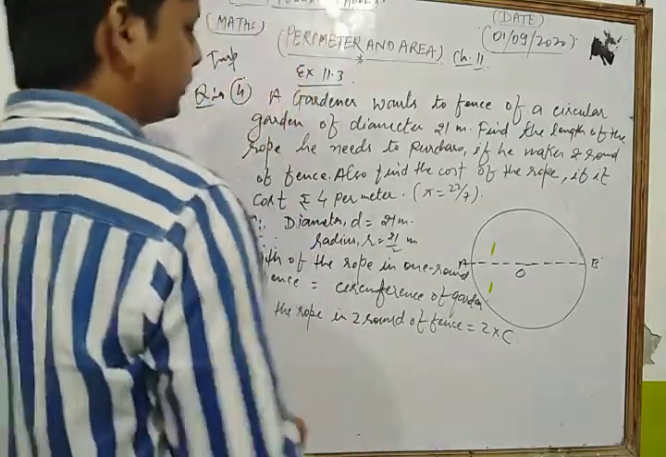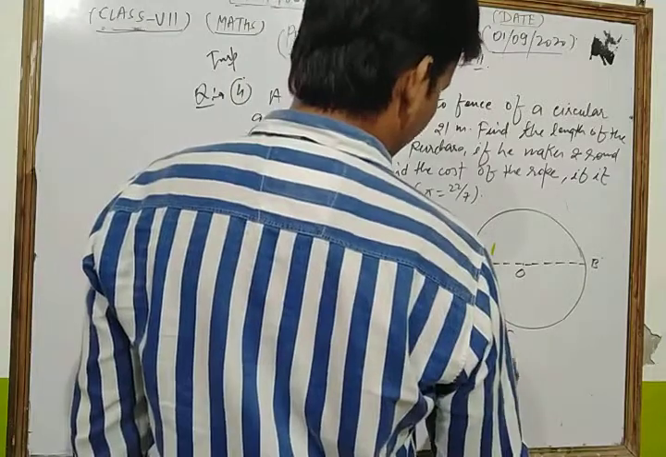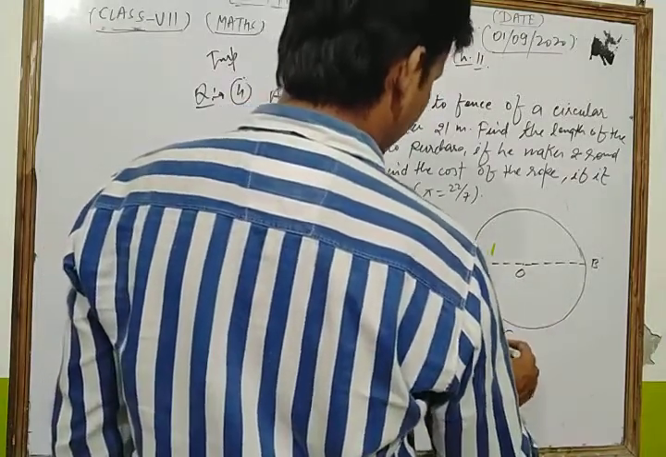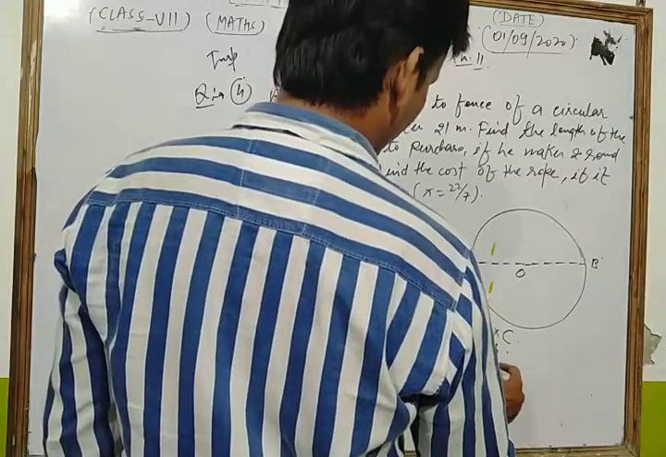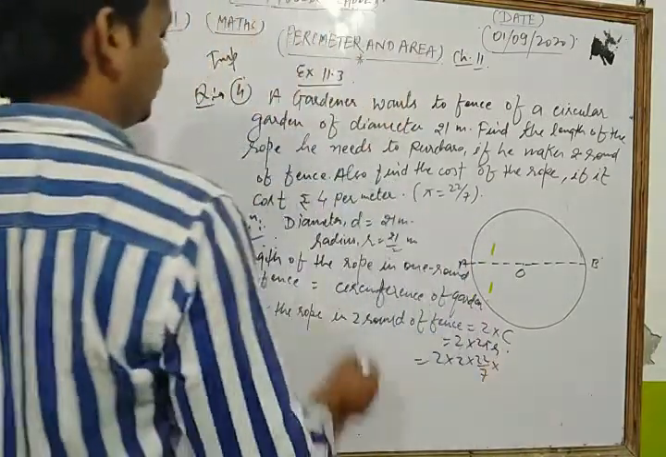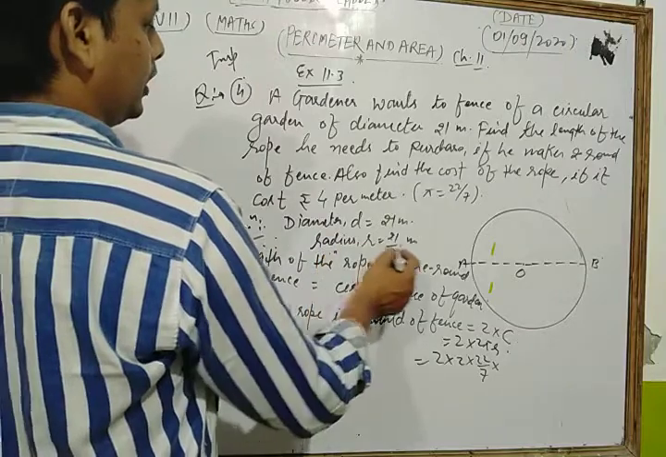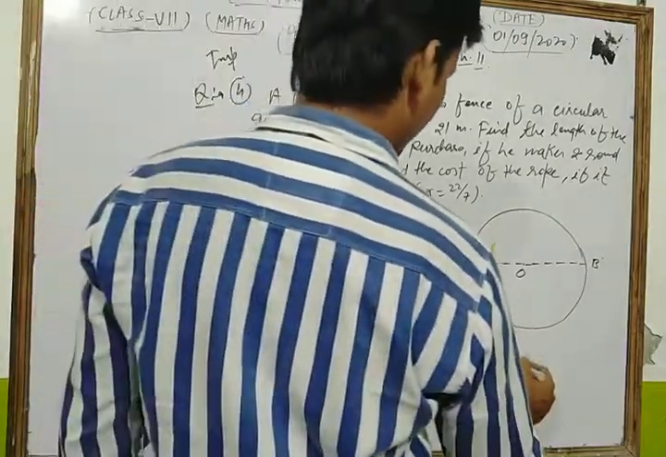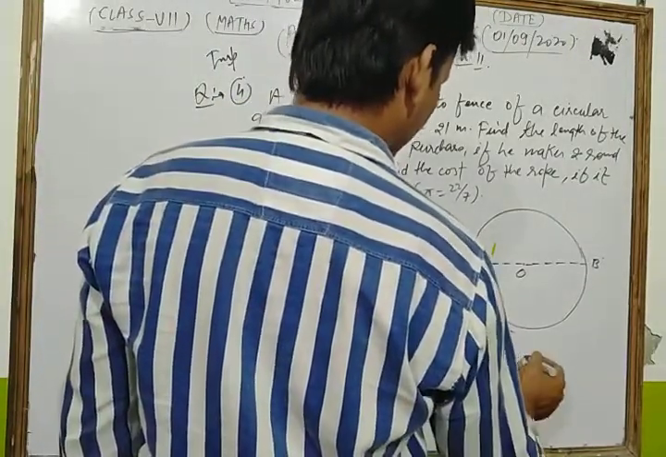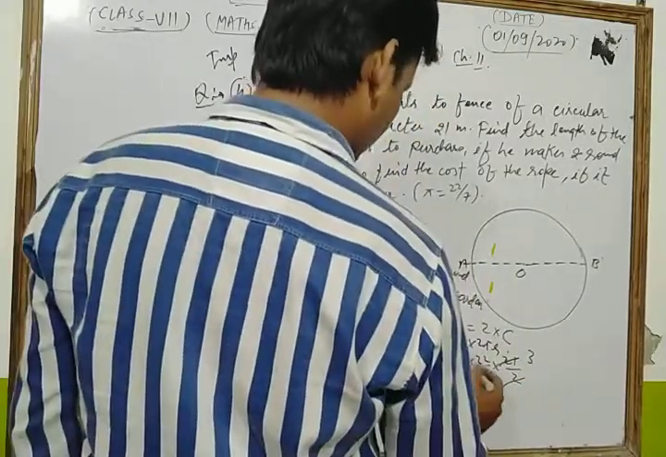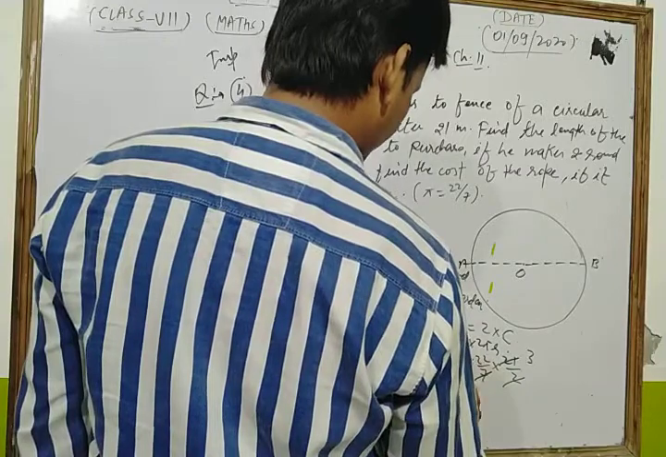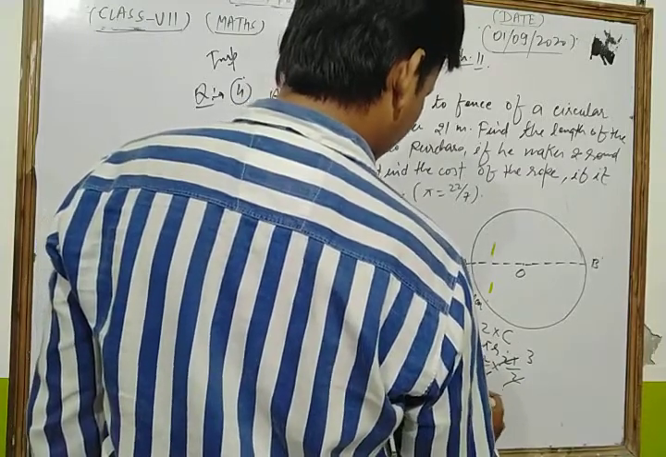So we put the value of circumference. We have 2 into the circumference of the garden, 2 pi. We put the value of pi as 22 upon 7, and the radius of the circular garden is 21 upon 2. Here we put 21 upon 2. So we get 7, 3 the 21, 2 cancel each other. So we get 22 2s are 44 into 3.